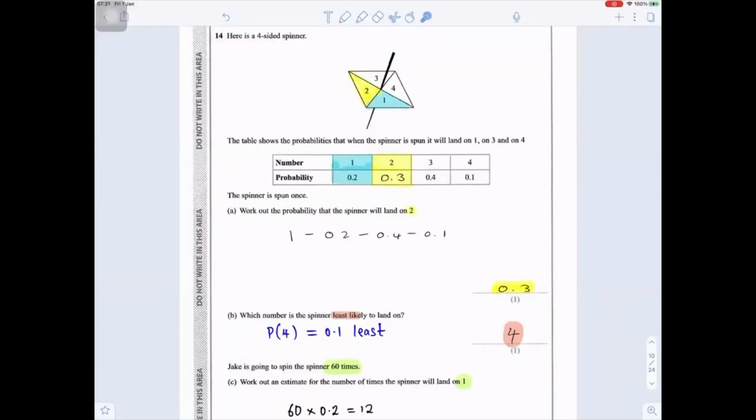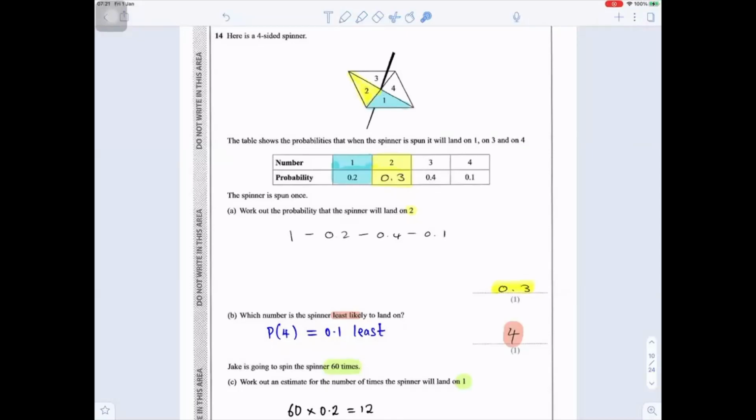Question number 14. Here is a four-sided spinner, with sides 1, 2, 3, 4. The table shows the probabilities that when the spinner is spun, it will land on 1, on 3, and on 4. The spinner is spun once. Work out the probability that the spinner will land on 2.